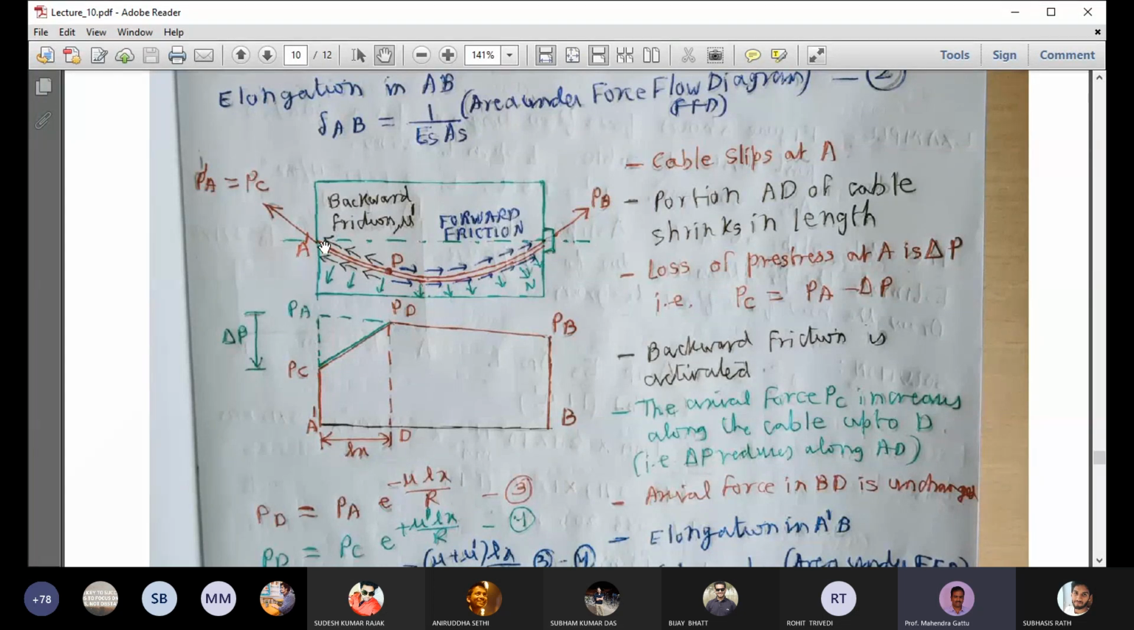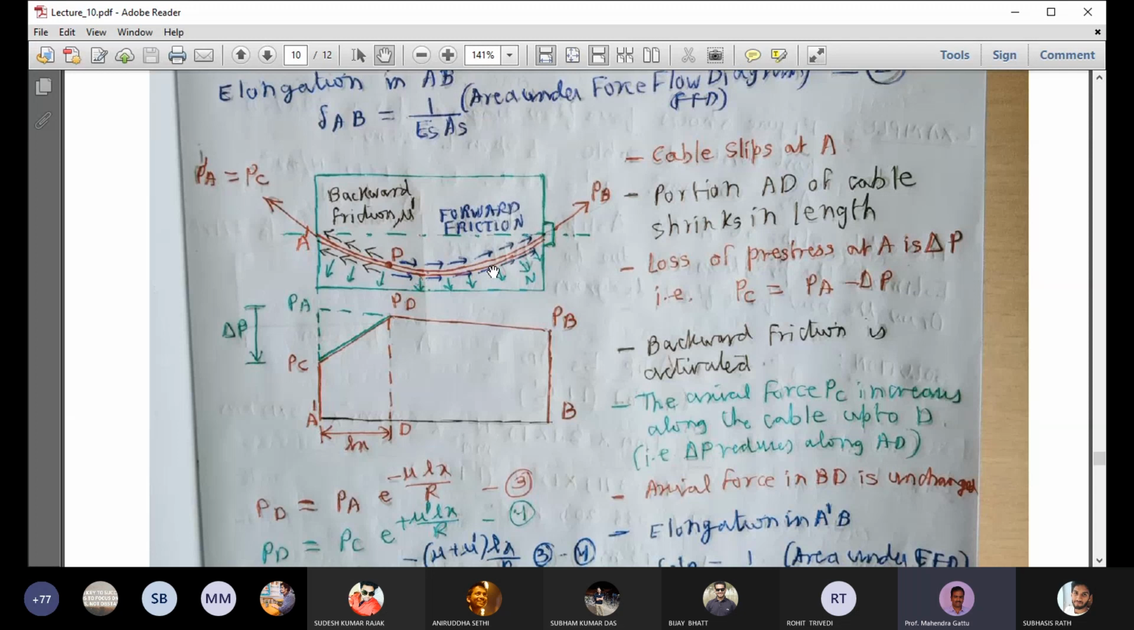Okay, so when the cable is slipping, it moves to the right. As a result, there is backward friction. There is friction being developed there, and this friction we call backward friction. And the coefficient of friction for this backward friction, the coefficient of friction for this slipping, we denote by mu prime. And from point D onwards, we have the original friction, which is forward friction. Okay.